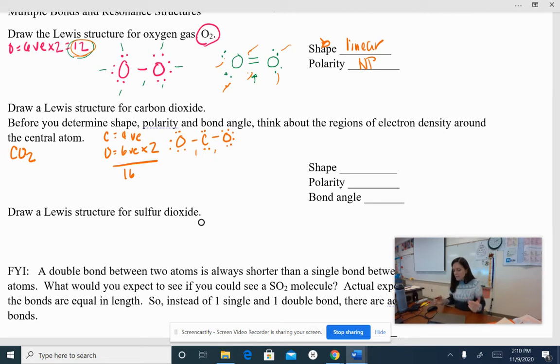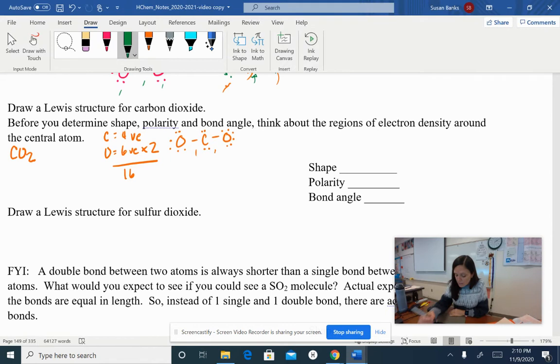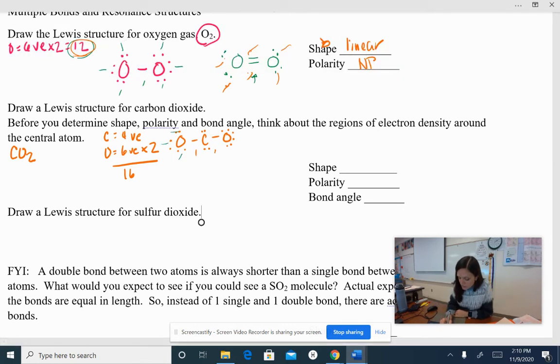Okay, so everyone's octets are satisfied. Let's look and see how many electrons I used. I used 2, 4, 6, 8, 10, 12, 14, 16, 18, and 20. I used 4 more electrons than I have. So that's not going to be it. Let's try a double bond on one side.